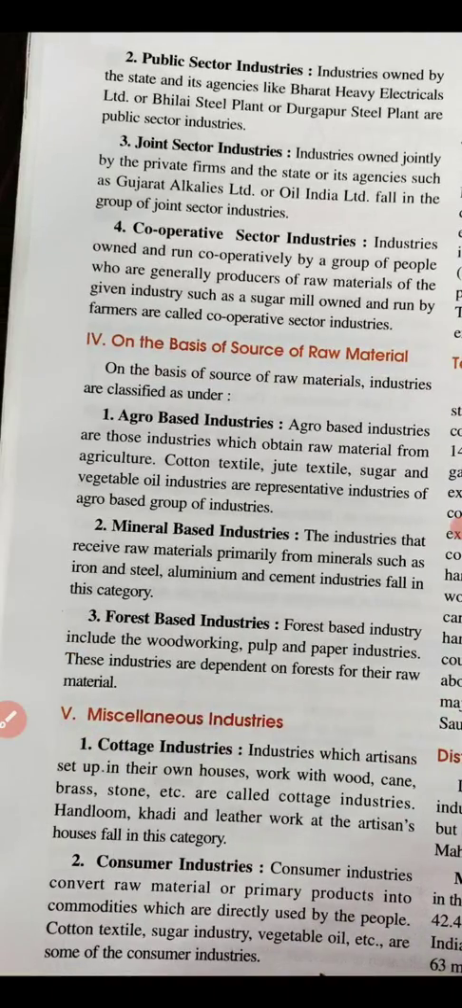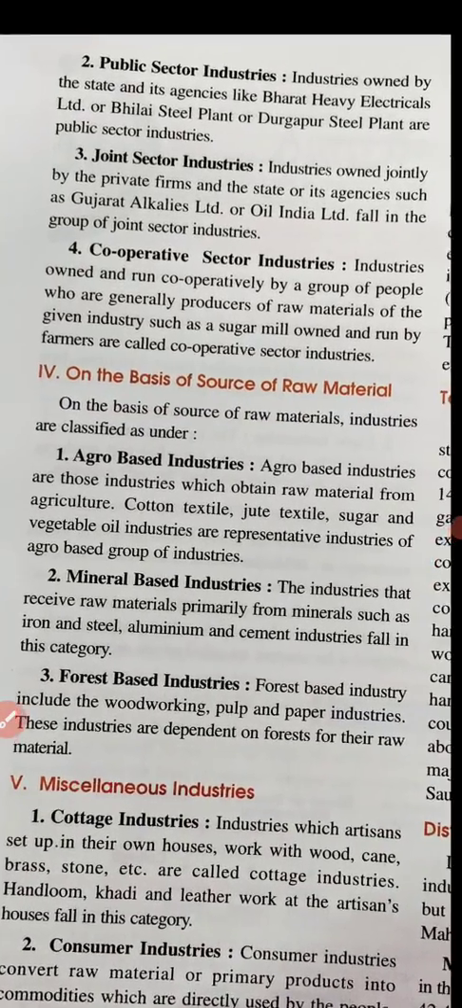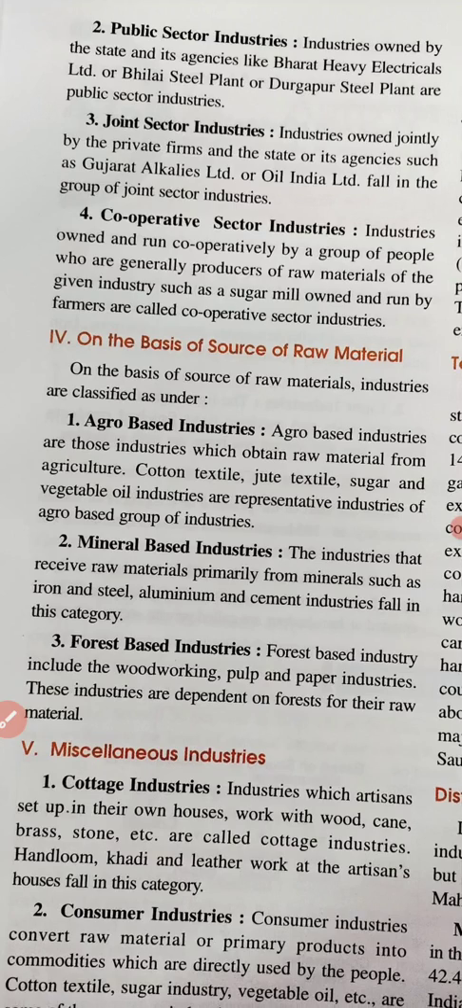And next is public sector industry, owned by the state and its agencies, like Bharat Heavy Electricals Limited, Bhilai Steel Plant, BSNL. Any kind of industry which is totally run by the government is called public sector industry. Next is joint sector. Those industries owned jointly by private firms and the state agencies, like the Gujarat Alkalis Limited or the Oil India Limited. These are in partnership, or these are a joint venture of private and public partnership.